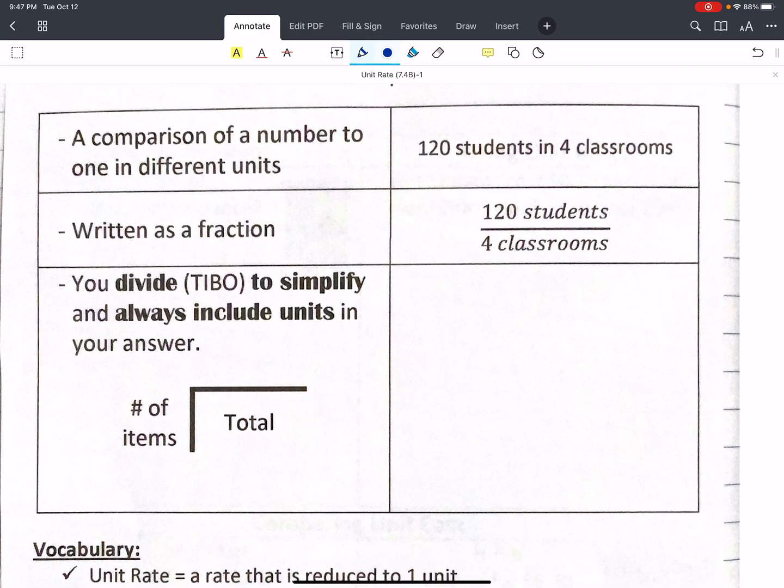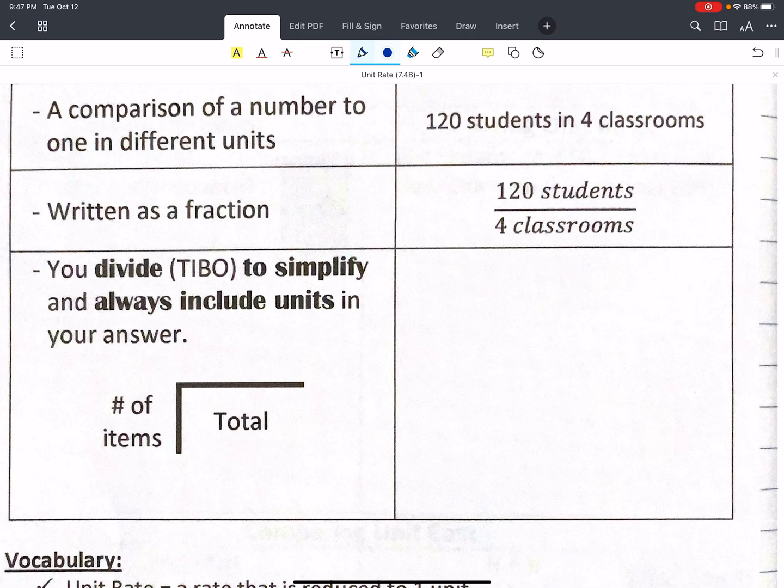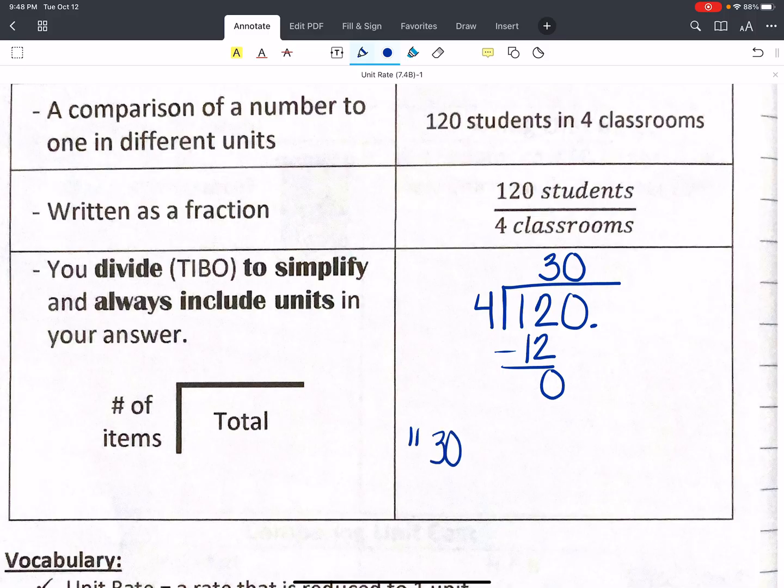But to figure out the unit rate, how much per classroom, you would be taking the total number of students and dividing it by the total number of classrooms. So doing my top in, bottom out, four can go into 12 3 times. And then notice how you still have one more place value. So this is letting me know that the unit rate would be 30 students per classroom.